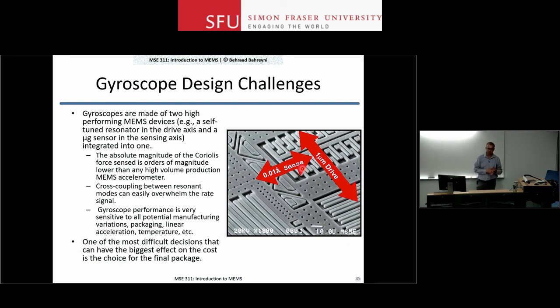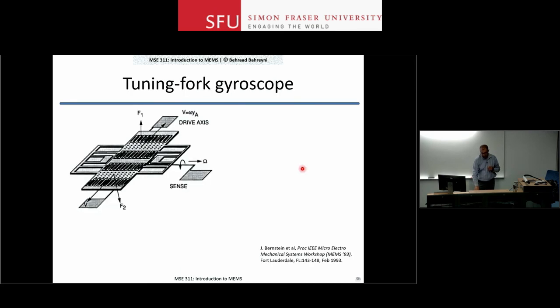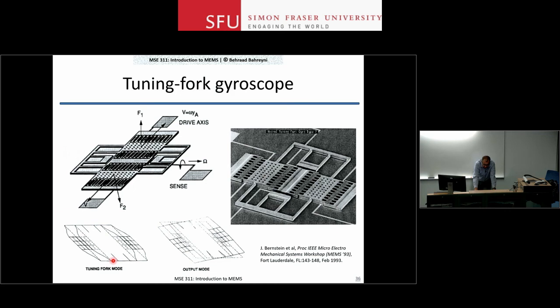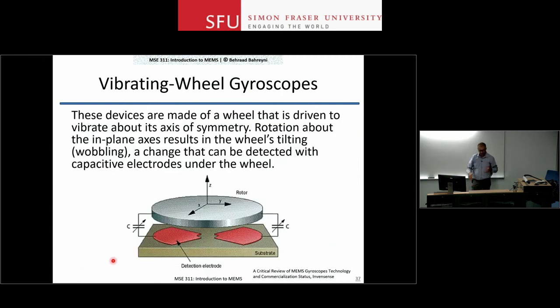We still would like to have much better devices out there, and it's still a very active research area. Some examples: this is an early example from '93 of a tuning fork gyroscope. We have two resonators that are coupled to each other. That's a fabricated device, and back then you can see that the finite element simulation was a relatively simple 2D simulation.